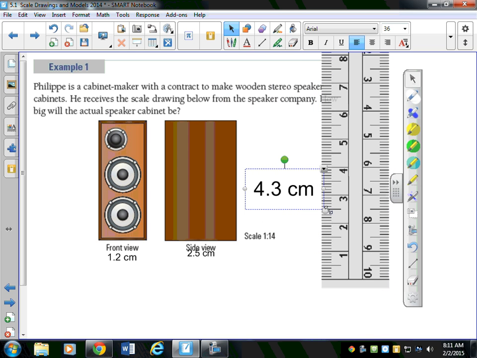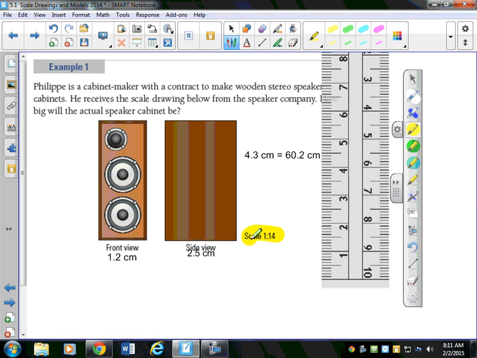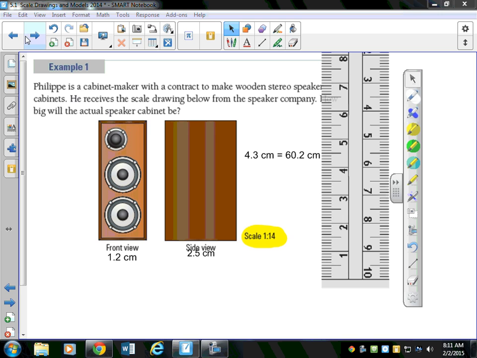In order to figure out the actual size of these speakers, I would need to multiply each of these values by 14. So for instance, 4.3 times 14 is going to get us the answer. Just give me a second. 60.2. So that equals 60.2 centimeters in real life. And we can do that to all these values. Again, because the scale is 1 to 14, that means 1 centimeter on paper represents 14 centimeters in real life.